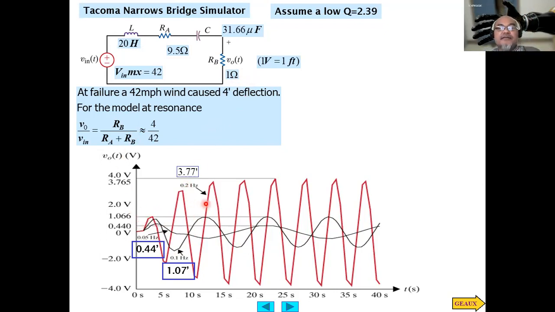And finally, when the frequency becomes 0.2 hertz, meaning the wind changes direction, the swing rapidly increases to very high, close to 4 feet deflection, and this caused the collapse of the Tacoma Bridge.